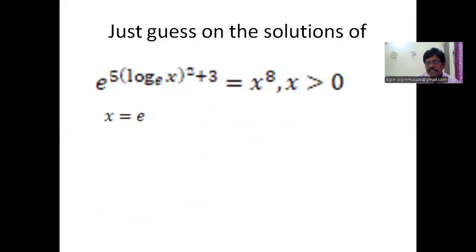Let us see x equal to e. See, we started with simple numbers.